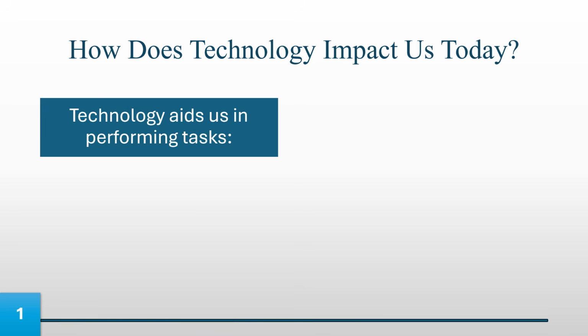Well, at the very basic level of technology, it basically aids us in performing different tasks. So tasks that would normally take a very long time for us to complete, technology can aid us to complete more efficiently or faster or more accurately.